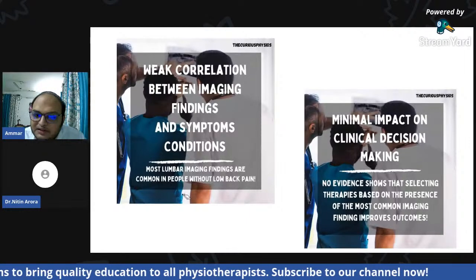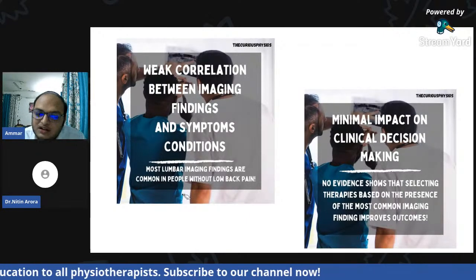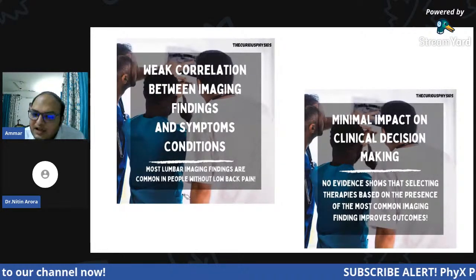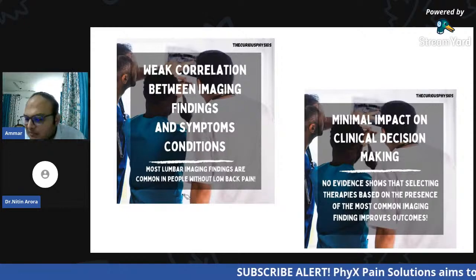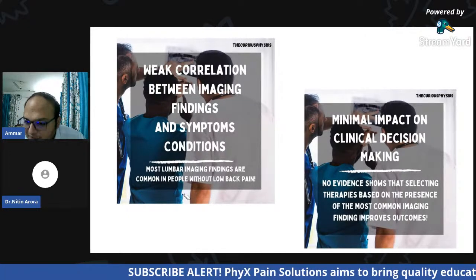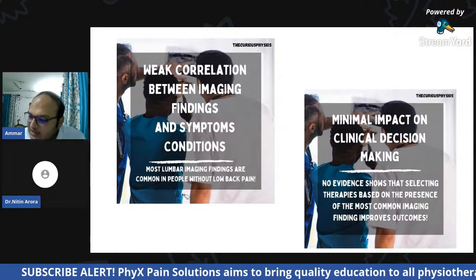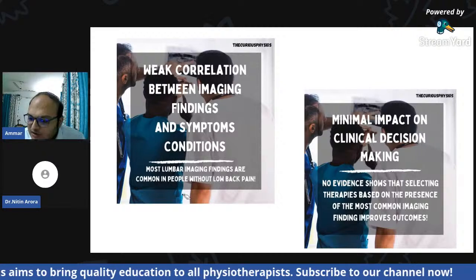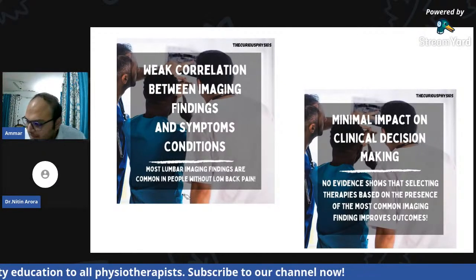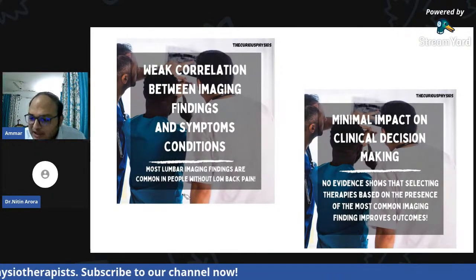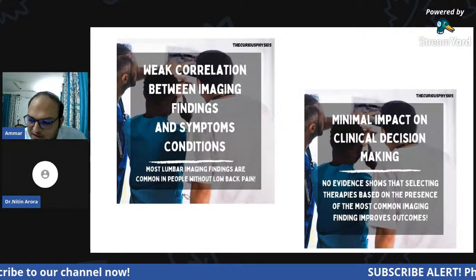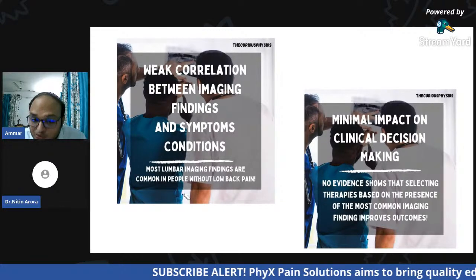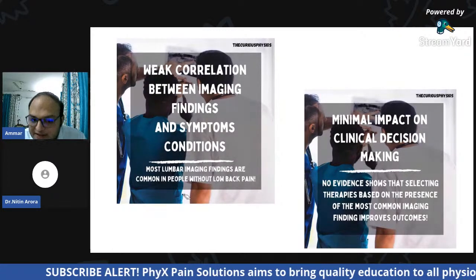So always remember, the findings on an MRI are not the final verdict. Yes, maybe for a surgeon, but not for us. And in clinical decision making, MRI imaging does not make any impact. Please remember this, especially in case of back pain. I've just put one example here of a diagnostic test. X-ray, MRI, ultrasound, all these diagnostic tests have a very poor correlation between findings and symptoms.